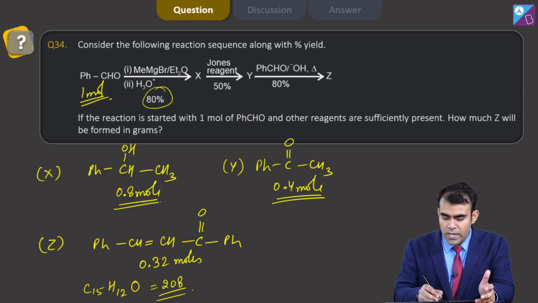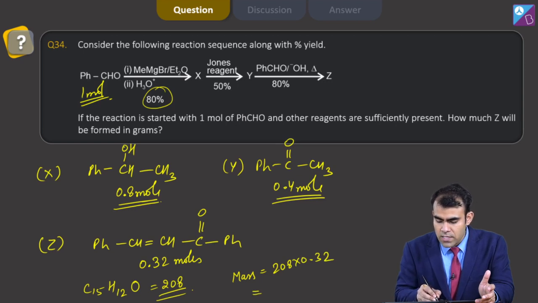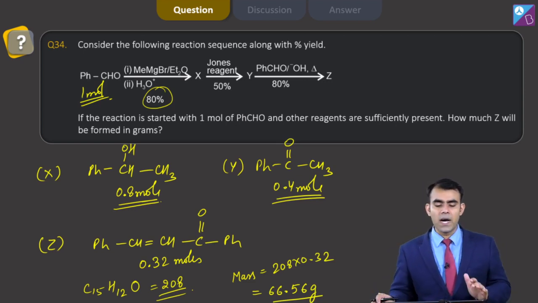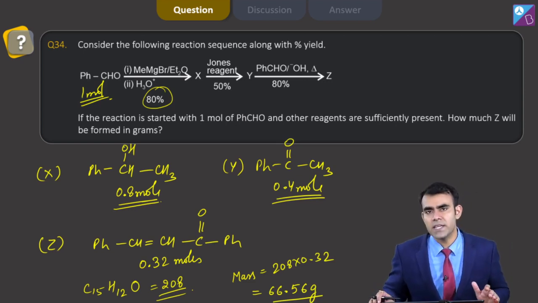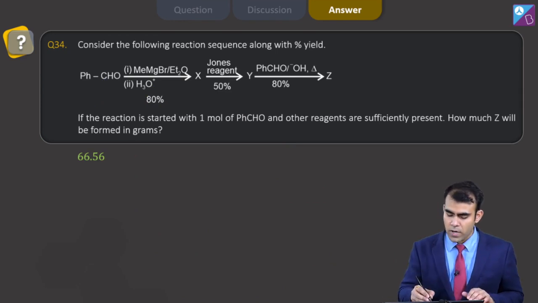Now I have to calculate mass. So mass is 208 into 0.32, and this value is 66.56 grams. So the mass of Z that is obtained is 66.56.